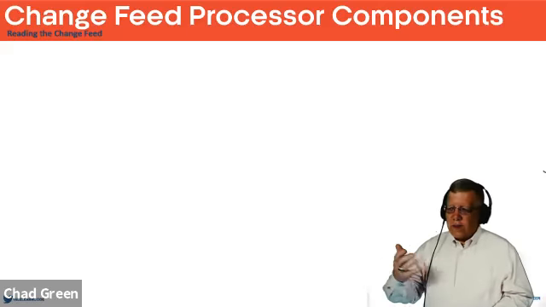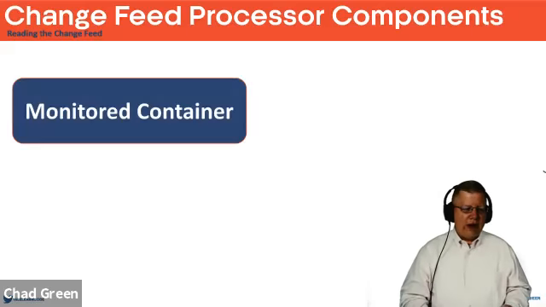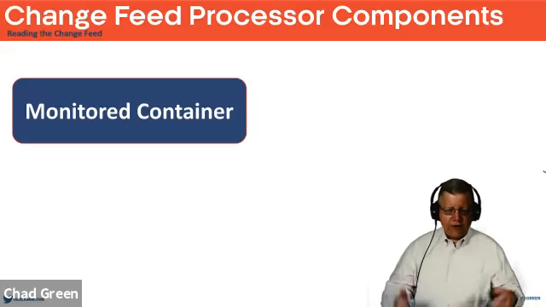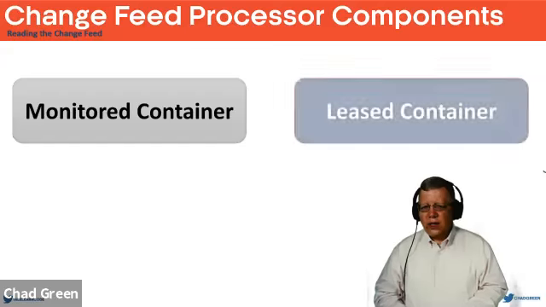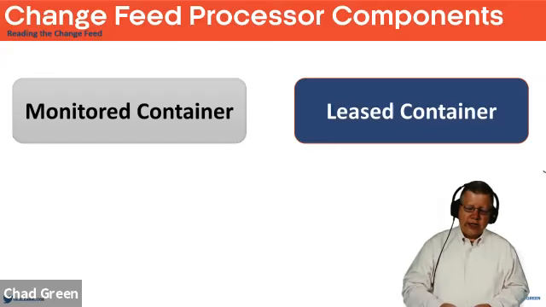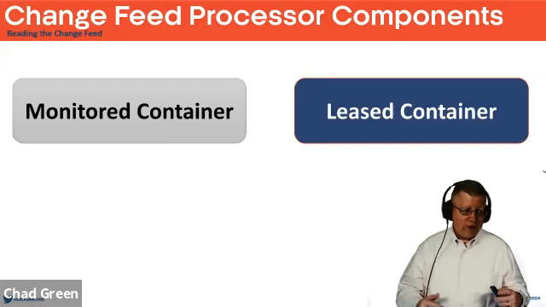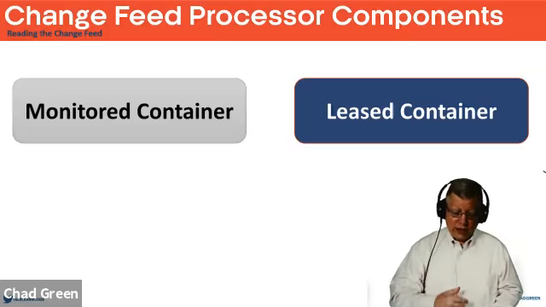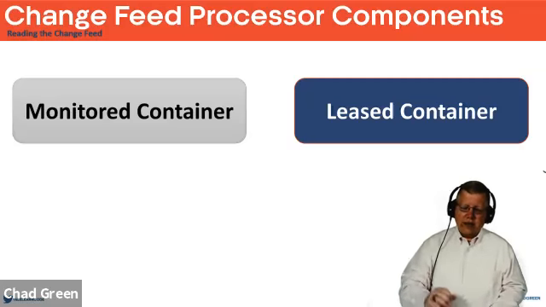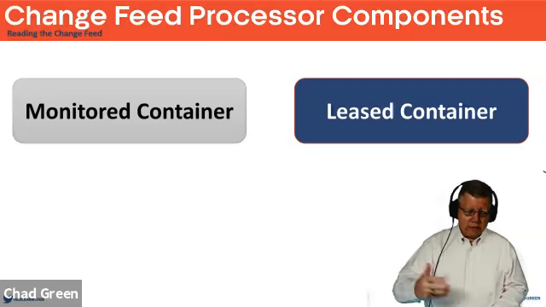All right, so let's talk about the components. What makes up this processor? The first part is the monitored container, the actual container that we want to watch for changes that are happening. And then we have a lease container. The lease container is what maintains the checkpoints, so it knows what was the last thing I read and where I need to read next. You'll see this when we look at the databases: you'll see something called leases. Granted, you can name it whatever you want to, but I generally just call it leases.